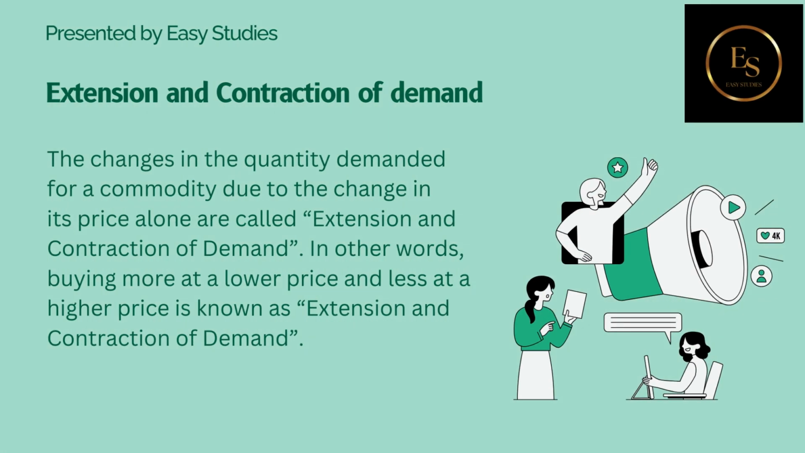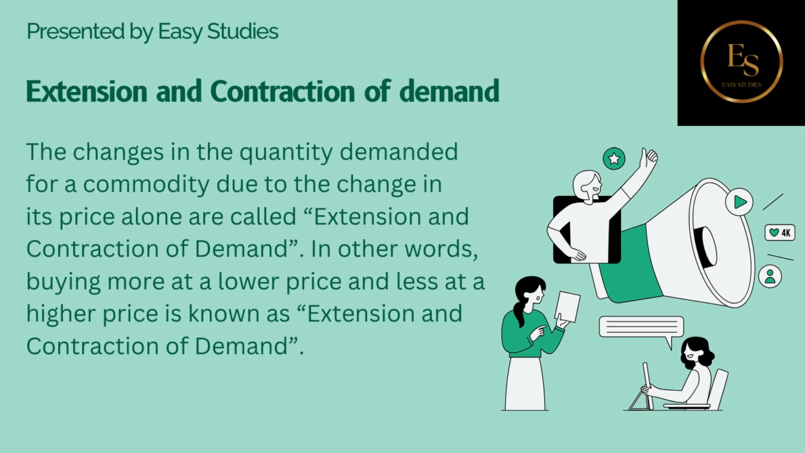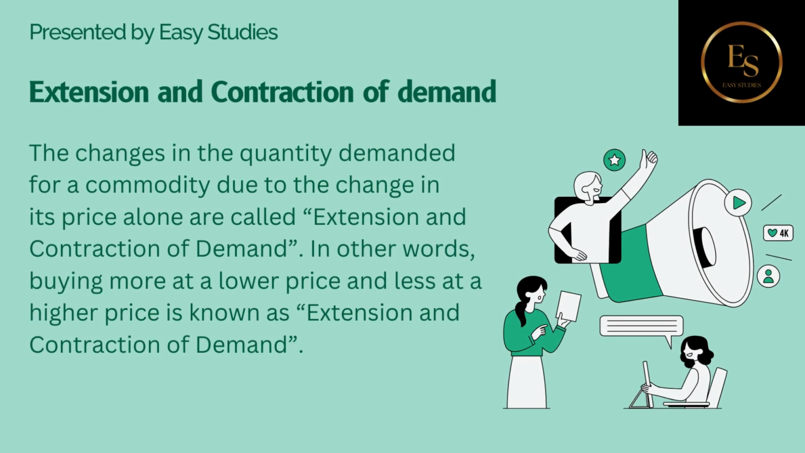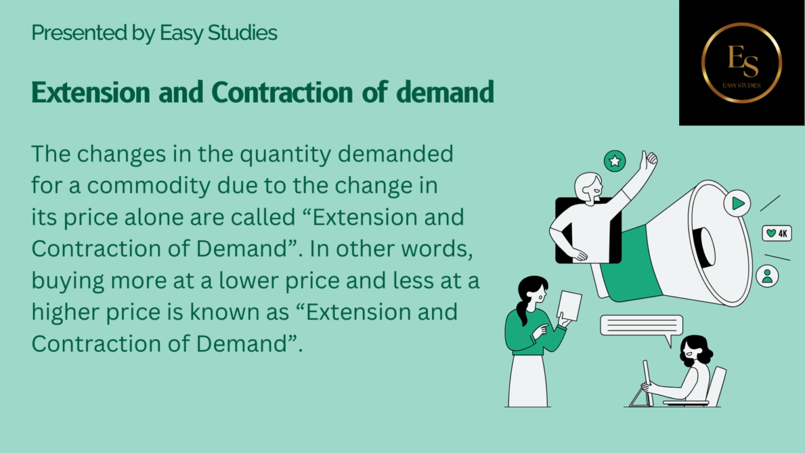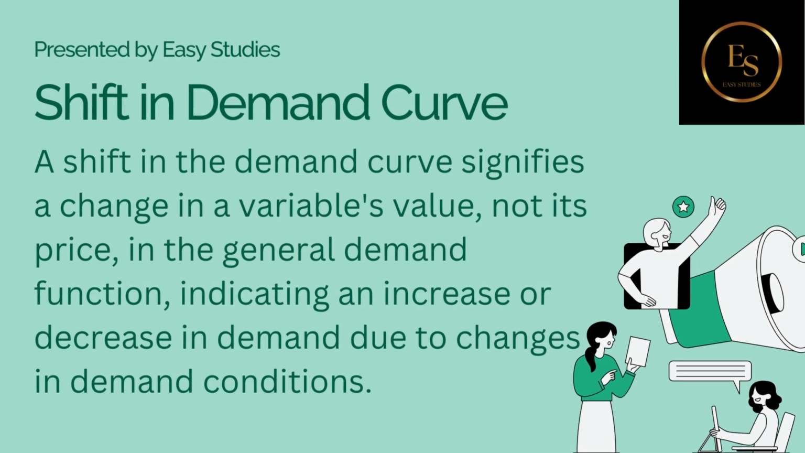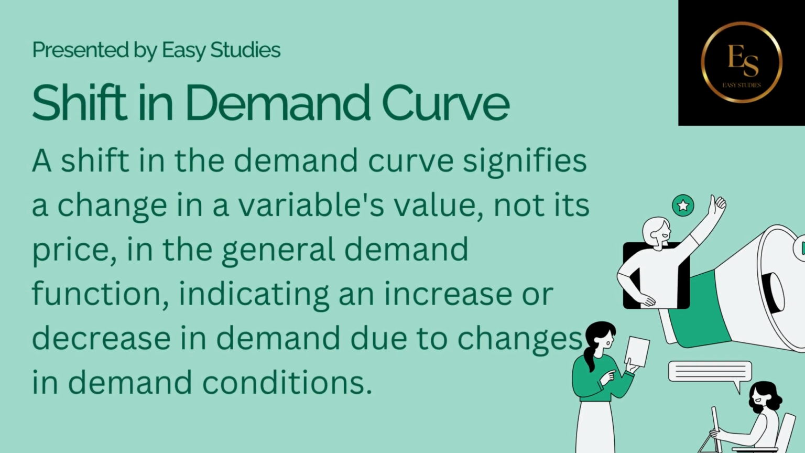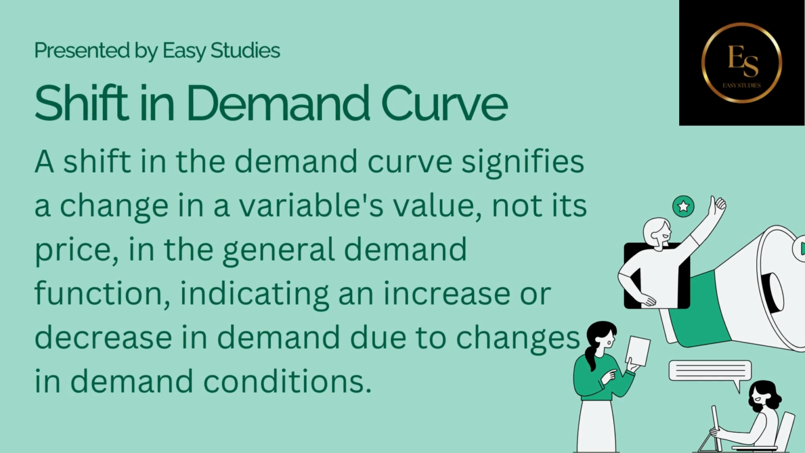The extension and contraction of demand refers to the changes in the quantity demanded for a commodity due to price changes, i.e., buying more at a lower price and less at a higher price. A shift in the demand curve signifies a change in a variable's value, not its price, in the general demand function, indicating an increase or decrease in demand due to changes in demand conditions.